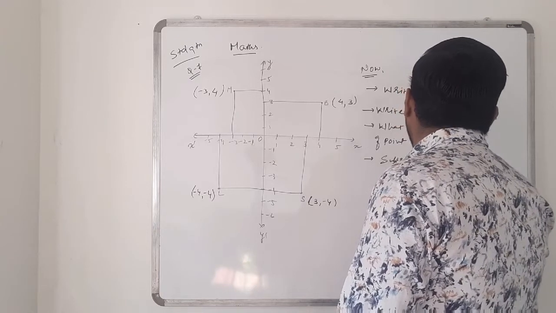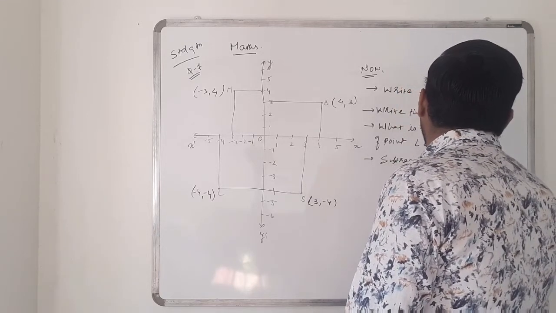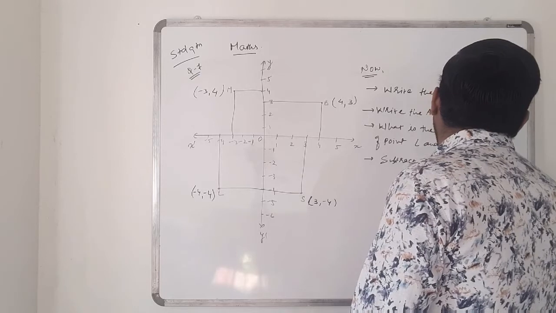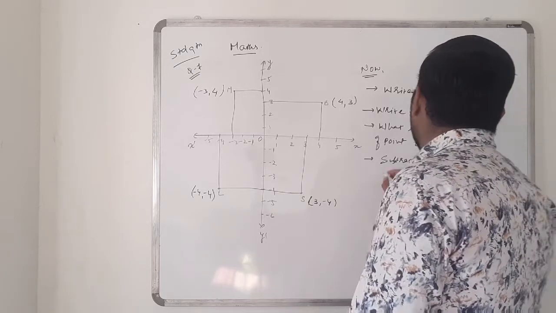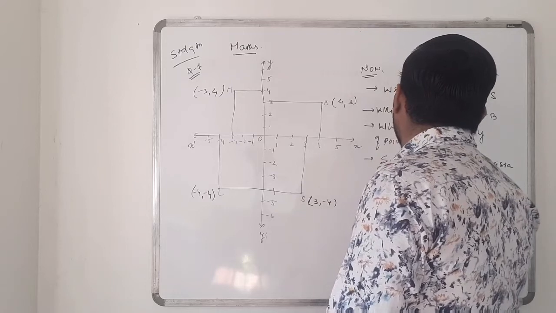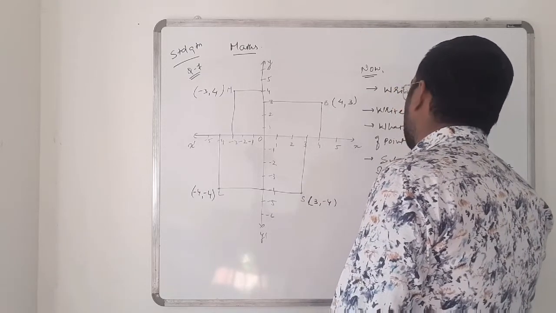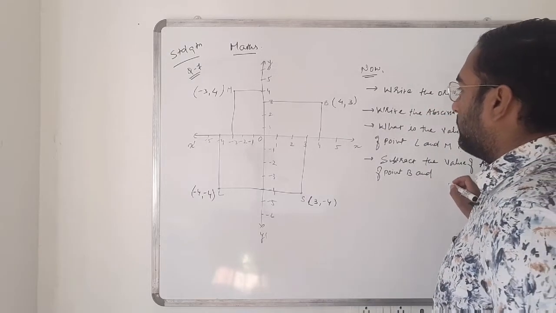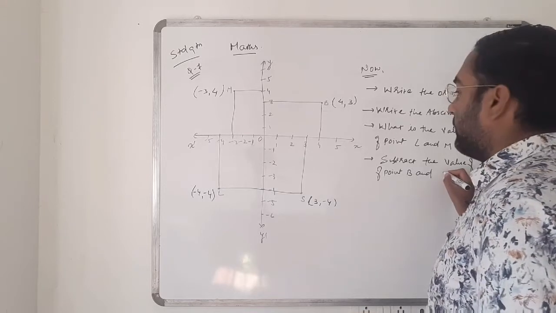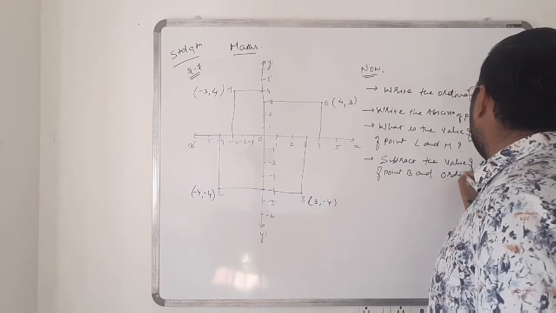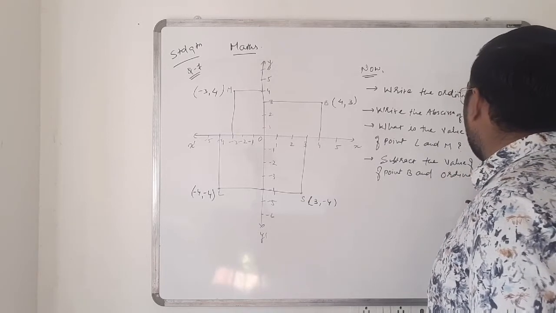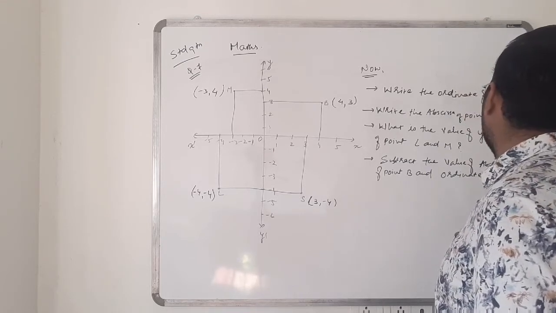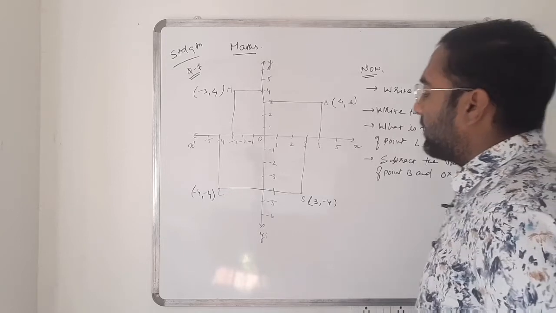Next is: subtract the value of abscissa of point B and ordinate of point L. Okay, subtract both of their values.